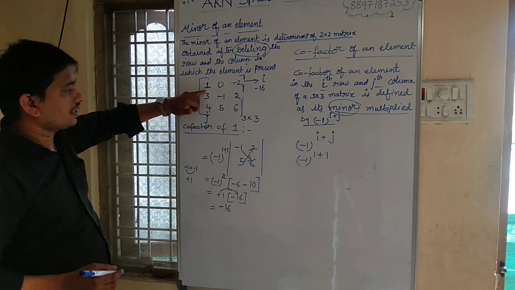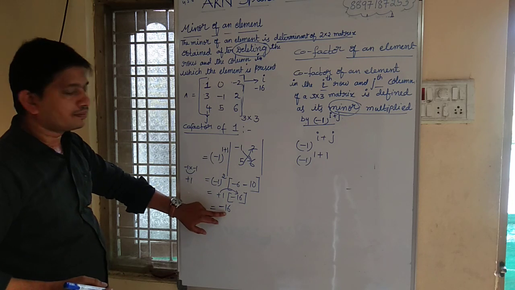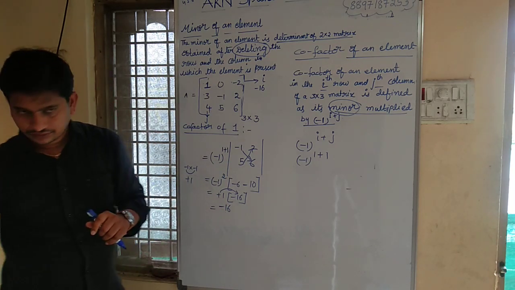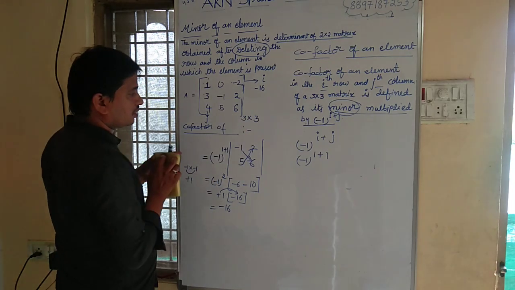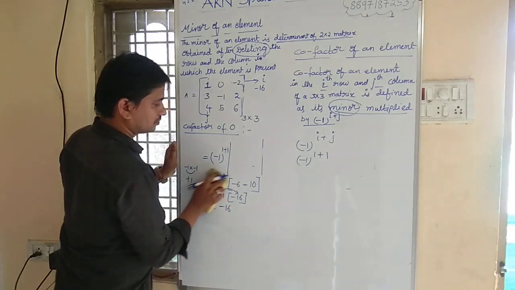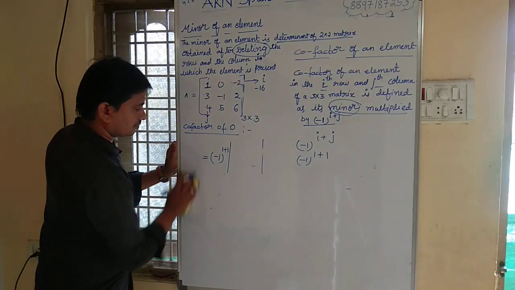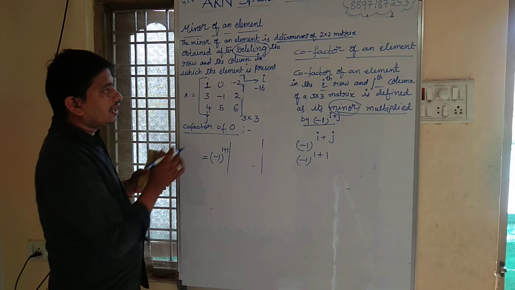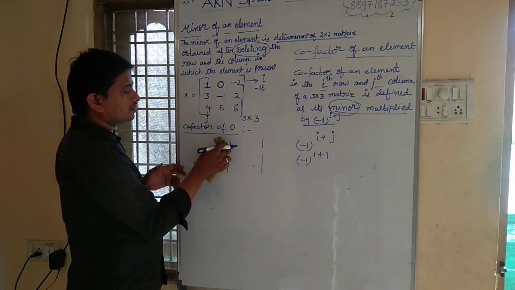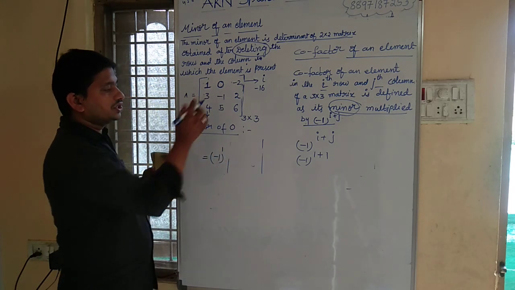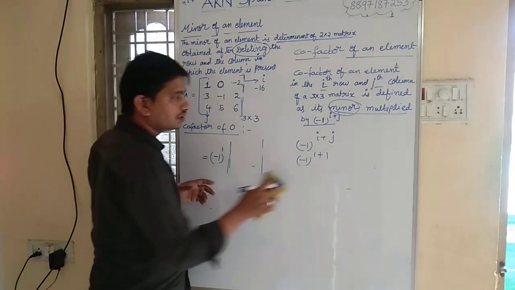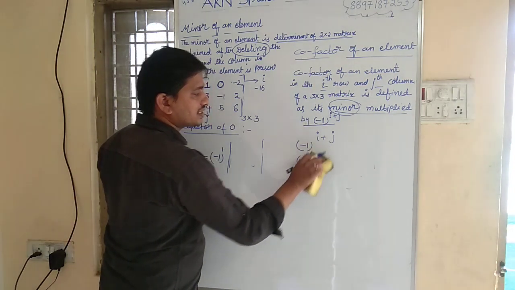The cofactor of 1 is minus 16. Now let me find the cofactor of 0. Actually, element 0 is there in the first row, second column. Which row? First row, second column.